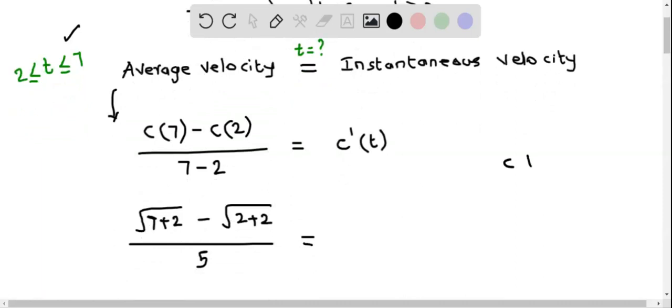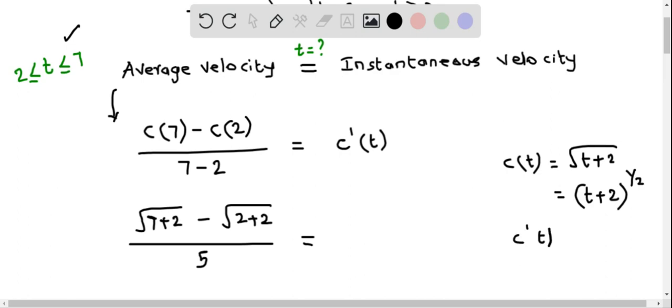So let's copy the c of t, and this equals the square root of t plus 2. We can rewrite this in exponential form, that is t plus 2 raised to the power of 1 half. Now to find its derivative, we apply the power rule. So therefore c prime of t equals 1 by 2. We put the power in front and reduce it by 1. So therefore this becomes t plus 2 raised to the power of half minus 1. And so let's simplify this.